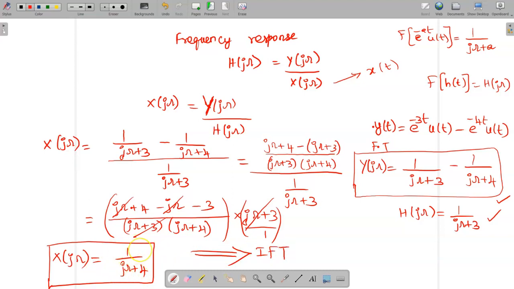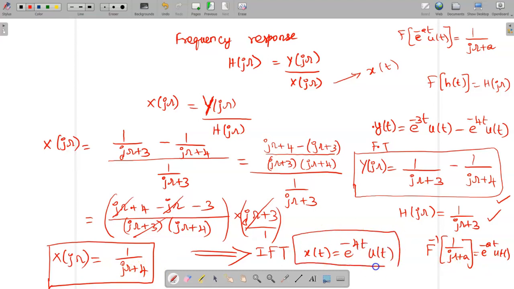So what is the inverse Fourier transform? The inverse Fourier transform of 1/(jω+a) is e^(-at)u(t). Similarly, instead of a we have 4 here. The inverse Fourier transform of X(jω) is denoted by x(t). X(jω) equals 1/(jω+4), which is 1/(jω+a) with a equal to 4. So x(t) is e^(-4t)u(t). This is the input x(t).